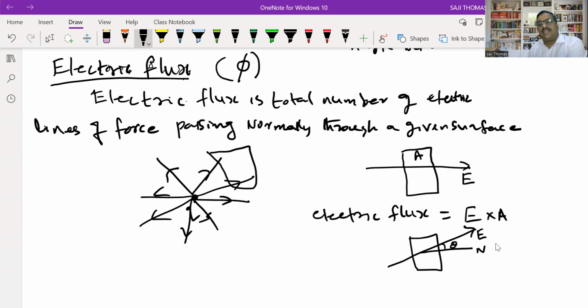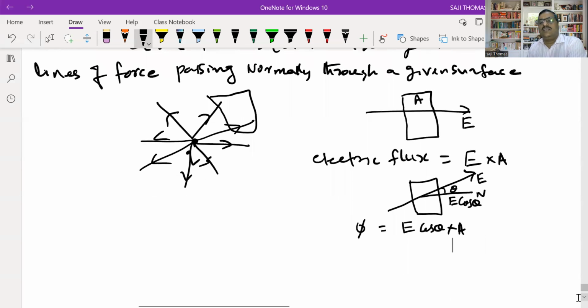In this case, electric flux is, you have to take component of field along the normal. What will be the component of field along the normal? You have to take component of electric field along the normal. That will be E cos theta. So in this case, E cos theta into area. Okay. So this is a general equation for electric flux.